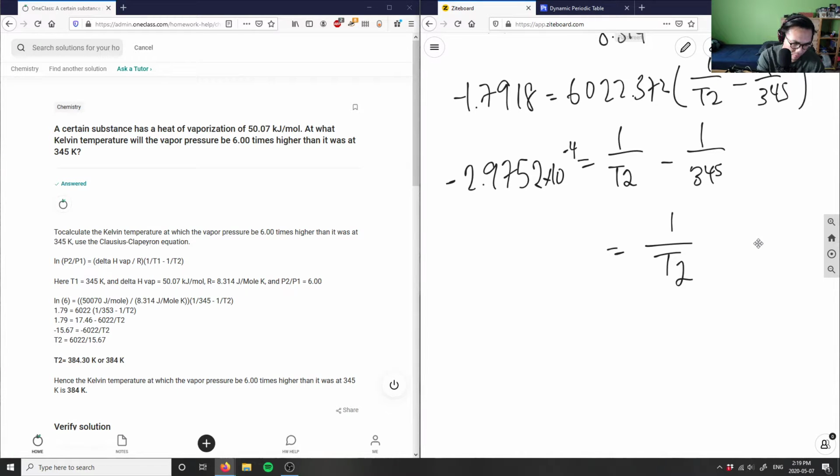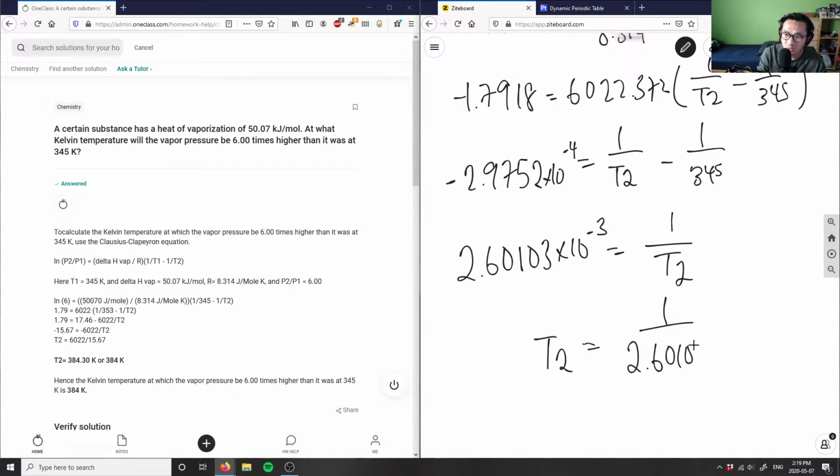Add 1 over 345 to both sides. I'm getting a positive value. That's good. That gives me 2.60103 times 10 to the negative 3. And then I'm going to simply do 1 over that, so T2 equals 1 over 2.60103 times 10 to the negative 3. And this will give us our answer. So T2 is going to equal 384.5 Kelvin, or you can say approximately 385 Kelvin.